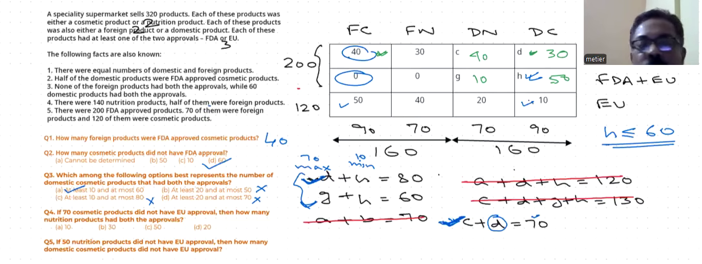How many nutrition products had both the approvals? Means we have to go with the second and third column, as well as we have to check the second row only. This second column and third column, this one and this one, as well as this row only. So this value is coming as 10. So our answer is option A.